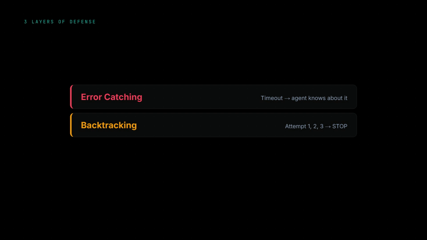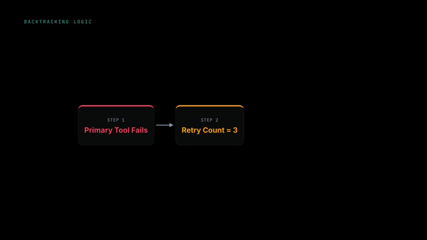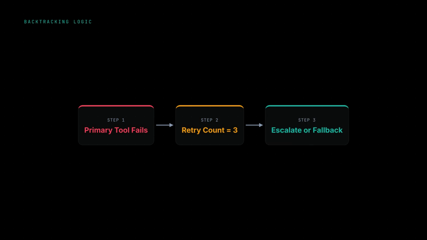First, explicit error handling in the loop. Catch tool errors, timeouts, invalid inputs, permission denied, and pass them back to the agent with context. Second, backtracking logic. If an agent tries the same action 3 times in a row and keeps failing, stop and escalate. Don't let it retry infinitely. Third, fallback tools. If the primary tool fails, have a secondary option.